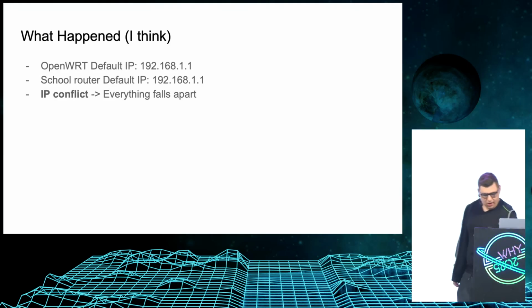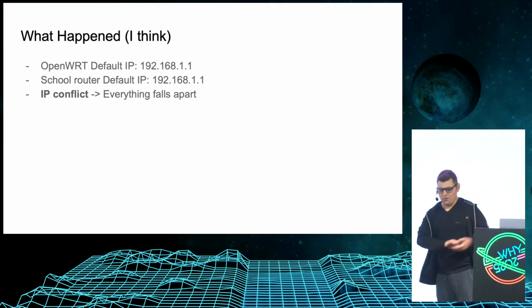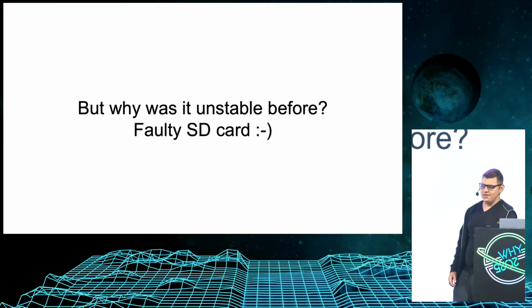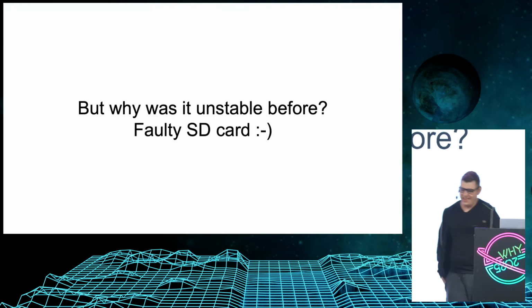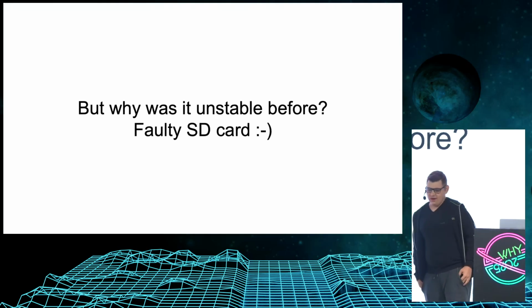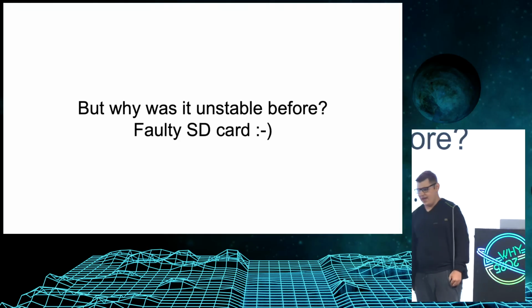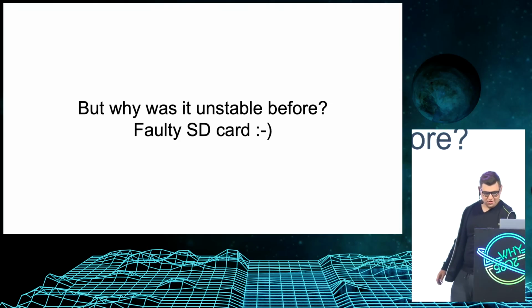But now, remember when I said it was really unstable before? Why was that? It was a faulty SD card. So, what did we learn? Try to figure out the actual issue before doing random stuff to fix it, and I guess test your storage. Thank you.